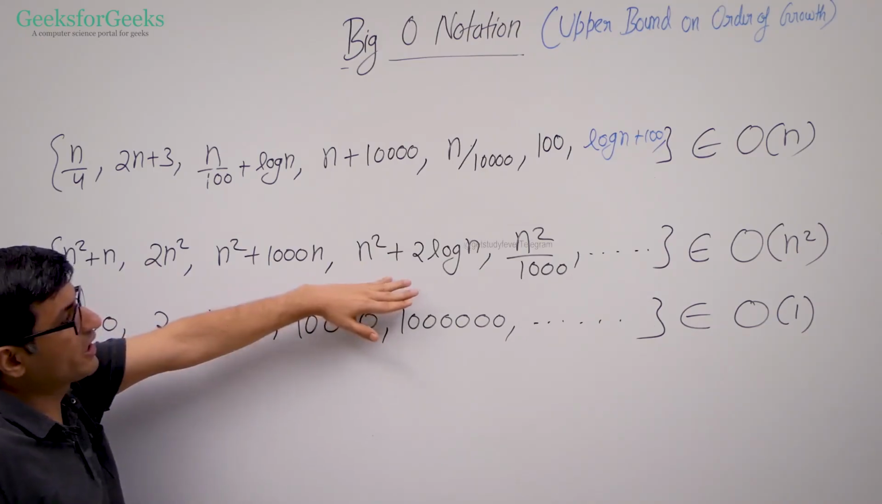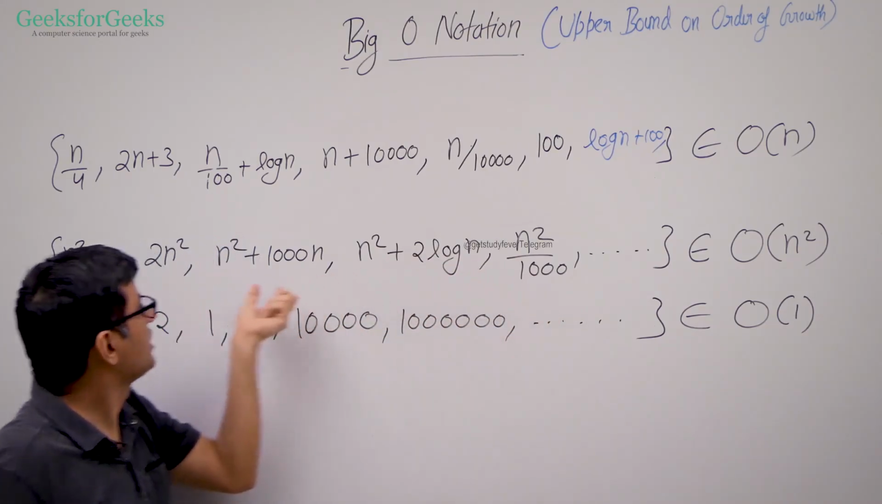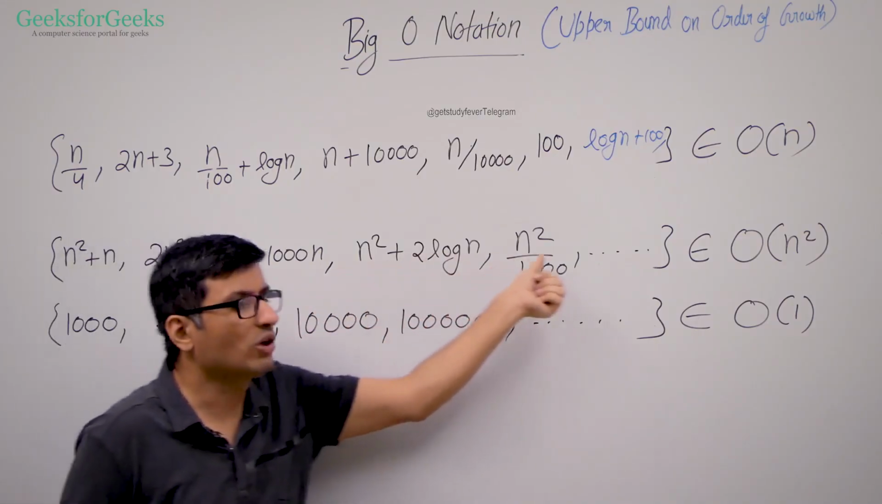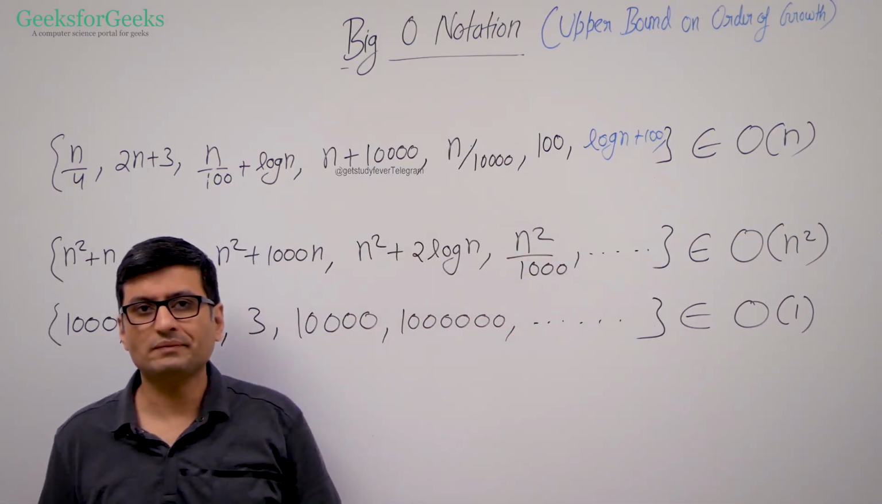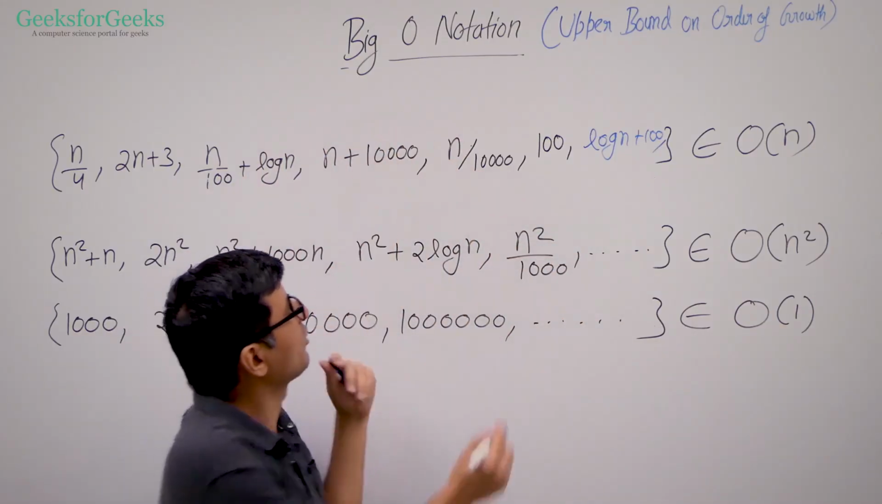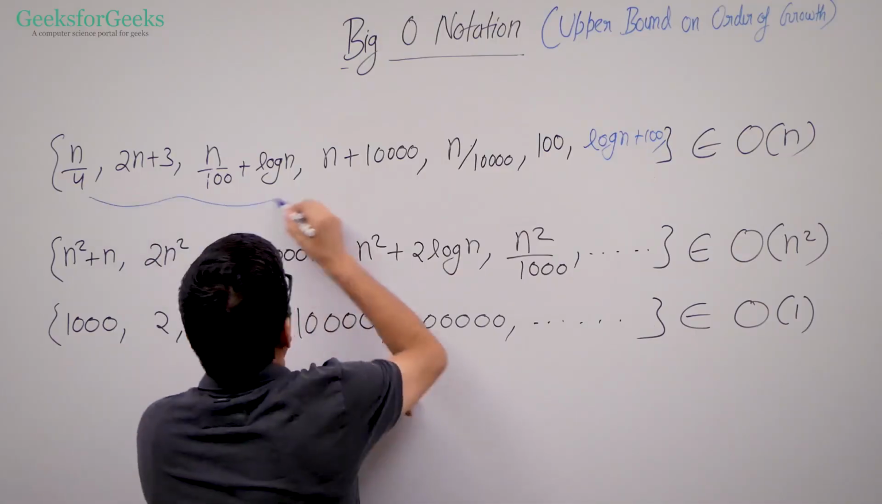Let's see the functions that come under Big O of n square. So if you see all these functions, they have highest growing term as n square. So they all come under Big O of n square. And mathematically we can say all the functions which are written here, they also come under Big O of n square.